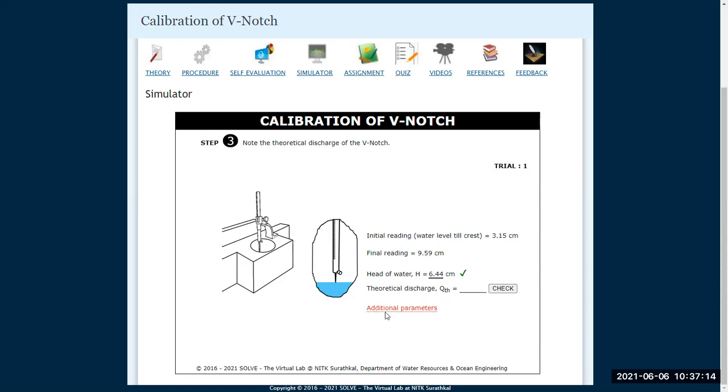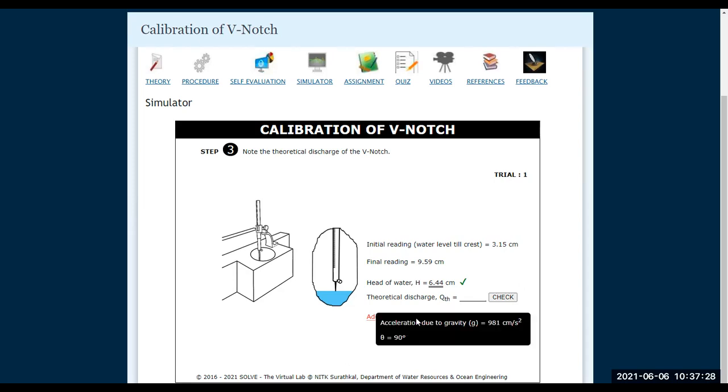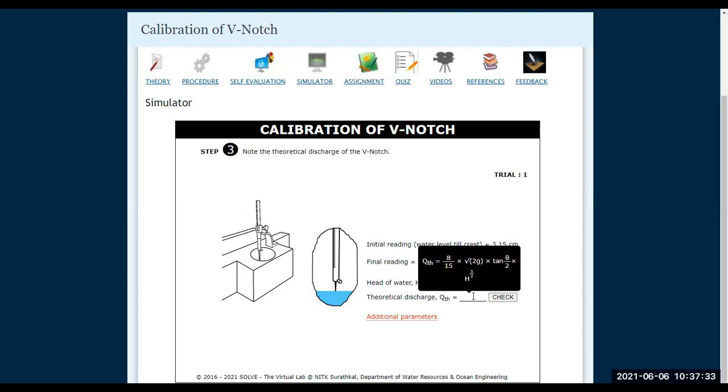So in the additional parameter, it will show the angle. You can see the notch which is used. The angle is 90 degree and the G, that is acceleration due to gravity, is 981 centimeter per second square. So let us just take these two values here. So it is 8 by 15 root 2G. G is 981 because all the values are in centimeter. So we are taking the acceleration due to gravity in terms of centimeter.